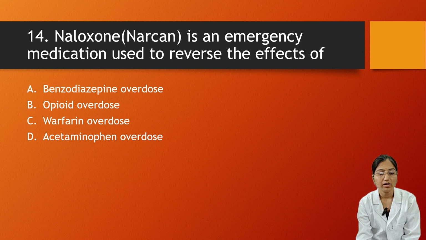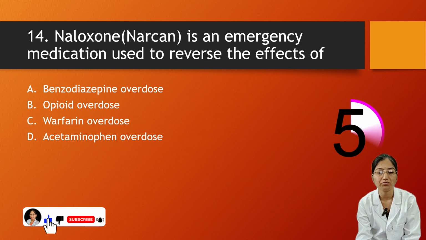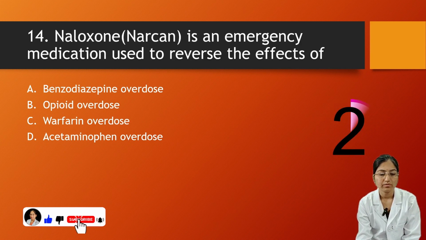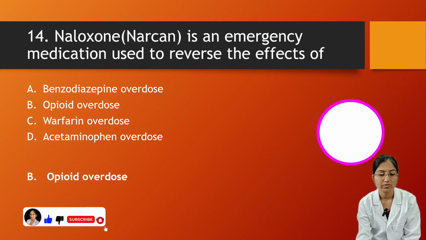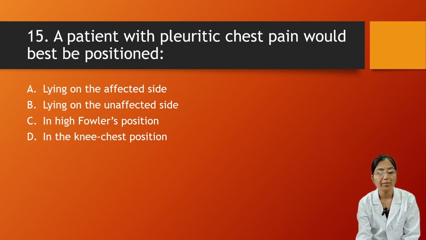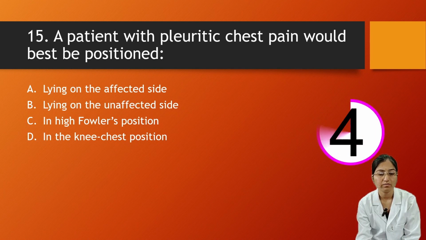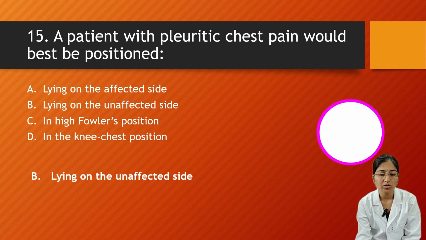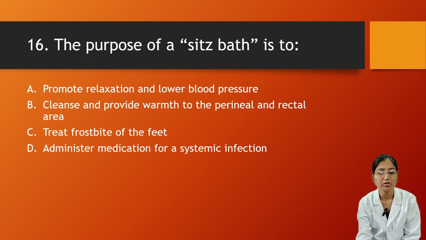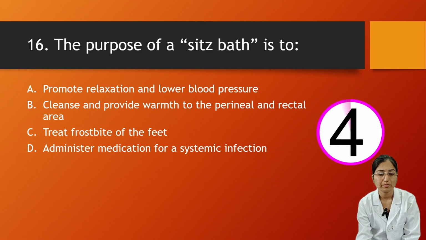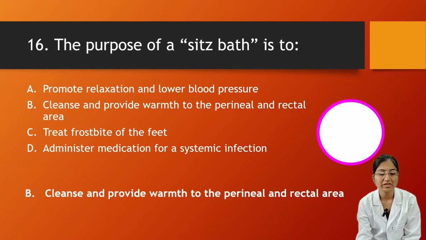Next question. Naloxone is an emergency medication used to reverse the effects of... opioid overdose. Next question. A patient with pleuritic chest pain would best be positioned... lying on the unaffected side. Next question. The purpose of a sitz bath is to... The right option is B, that is cleanse and provide warmth to the perineal and rectal area.